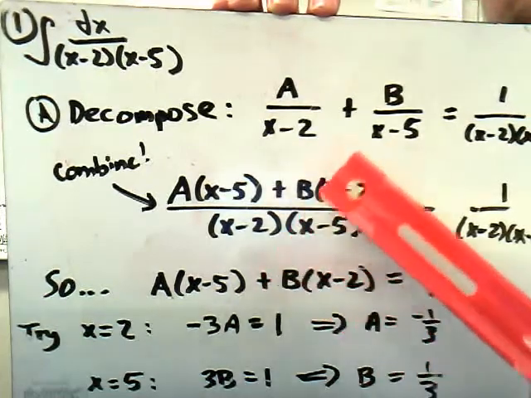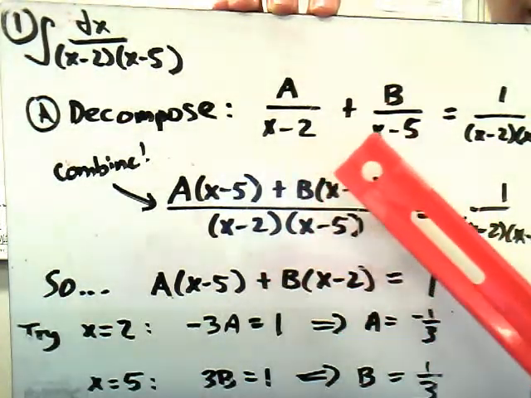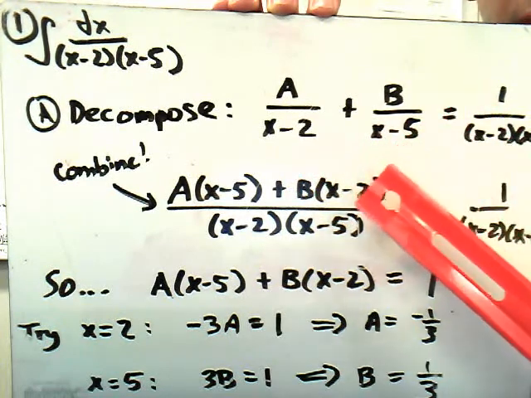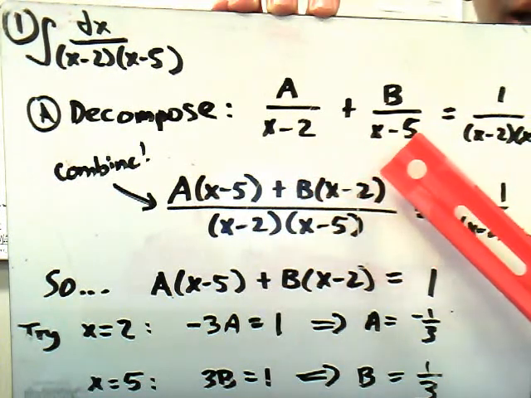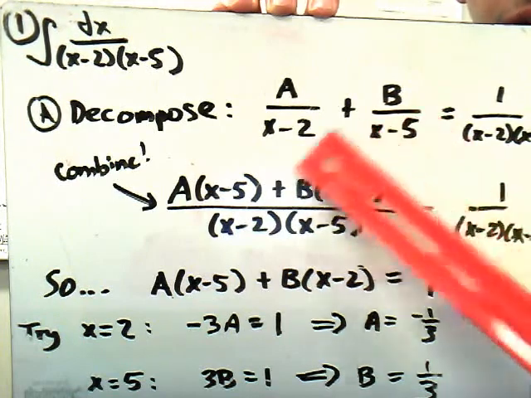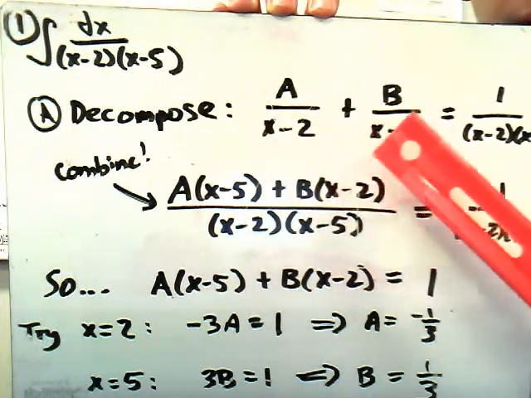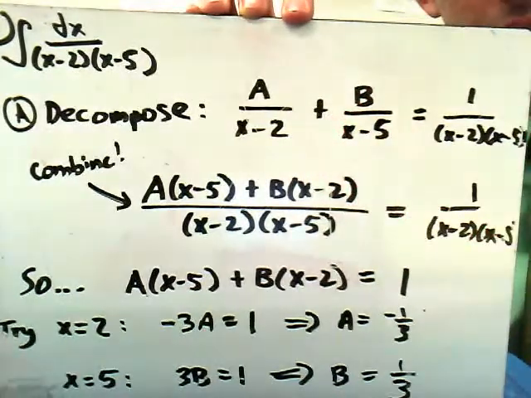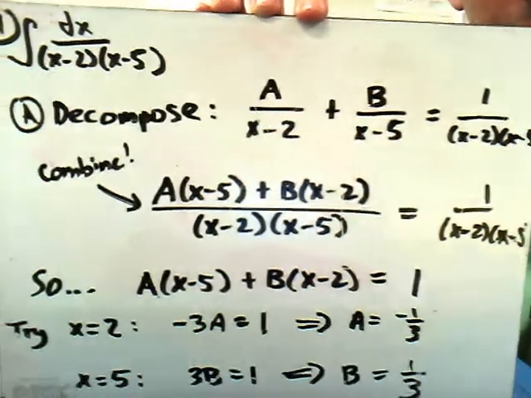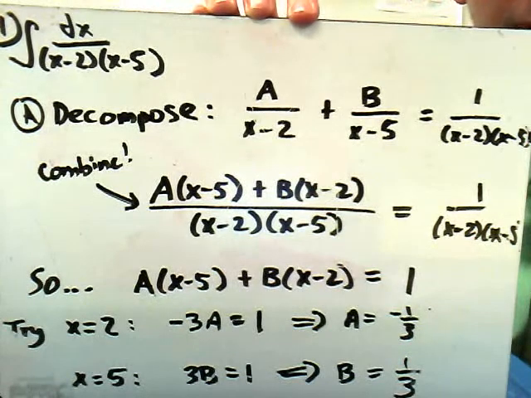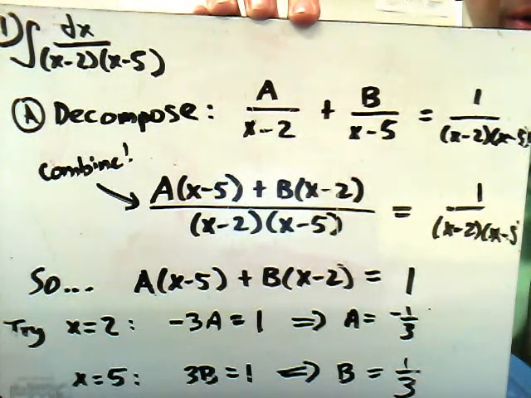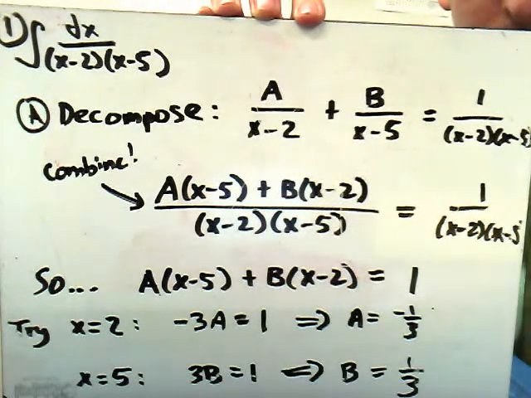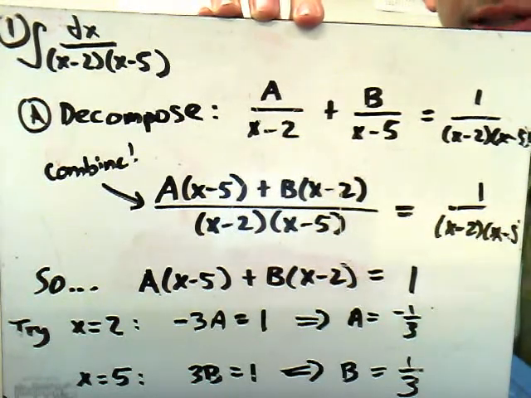x minus 2 and x minus 5 as the two possible factors, each related by a particular constant, which we'll call A and B. And somehow we're going to want these two fractions to add up to 1 over x minus 2 times x minus 5. So after you figure out what two factors you have, you'll want to combine the two into one single statement.